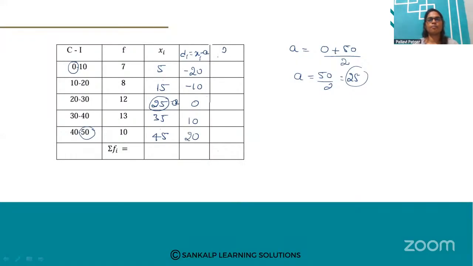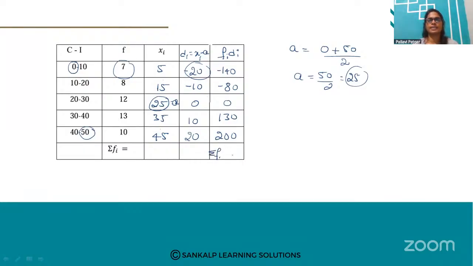Now let us find fi into di. Here this is f and this is d. So 7 into minus 20 is minus 140, 8 into minus 10 is minus 80, 12 into 0 is 0, 13 into 10 is 130, 10 into 20 is 200. Now we have to find the sum of the frequencies and the sum of fi di.